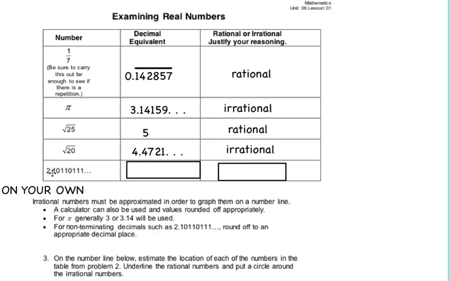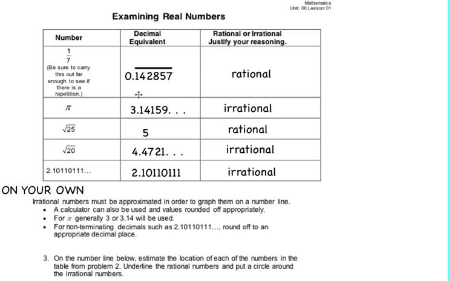Let's look at the next one. 2 decimal, 10, 110, 1110, 11110, and it continues on there. Well, obviously, the pattern does not completely repeat. There's no repeating, and it does not end. And so, therefore, it is irrational.